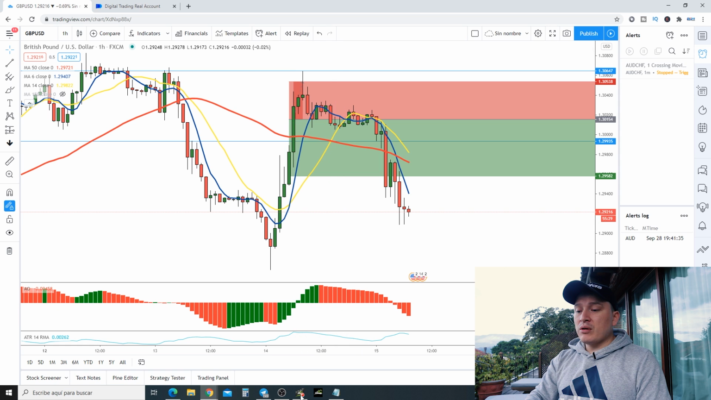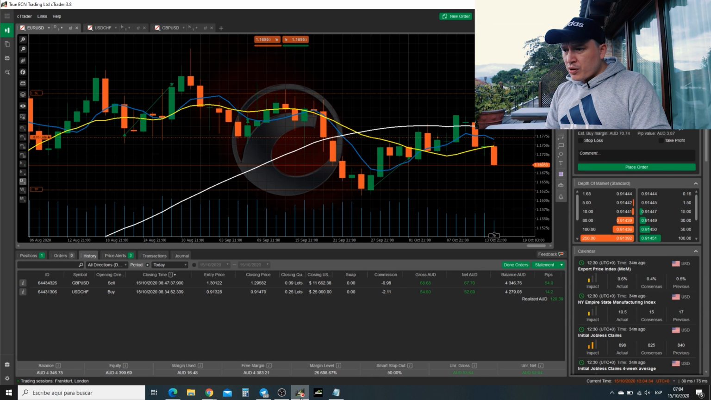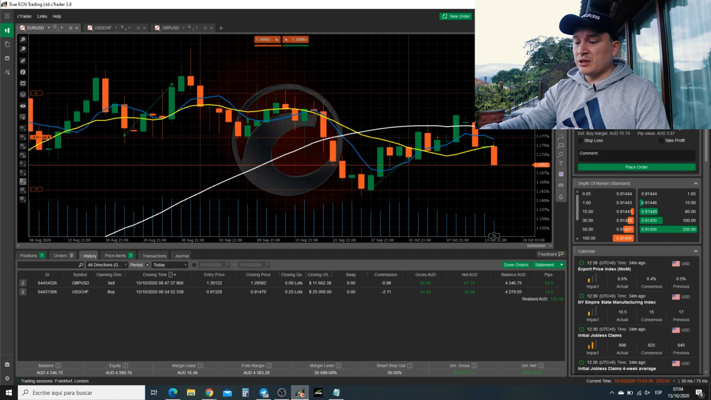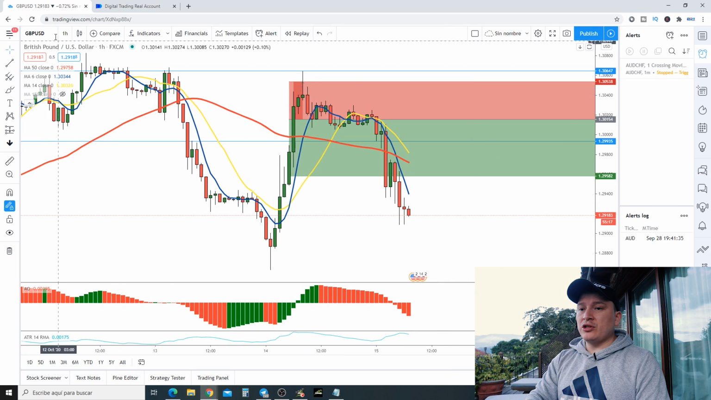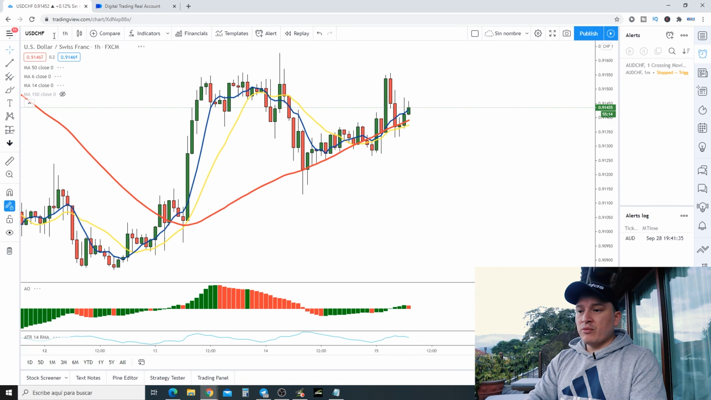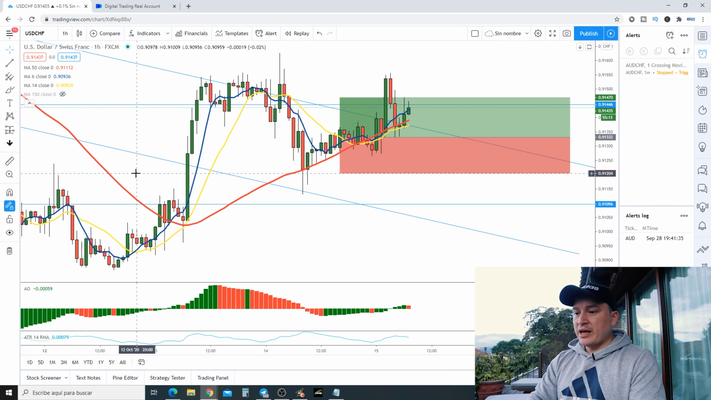But even so, I was able to make a total profit of $67 in this specific trade. So yeah, pretty simple, right? Now we're gonna jump into USD CHF and we're gonna analyze that trade as well.